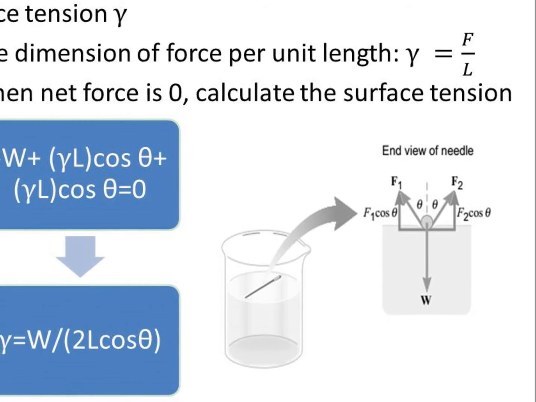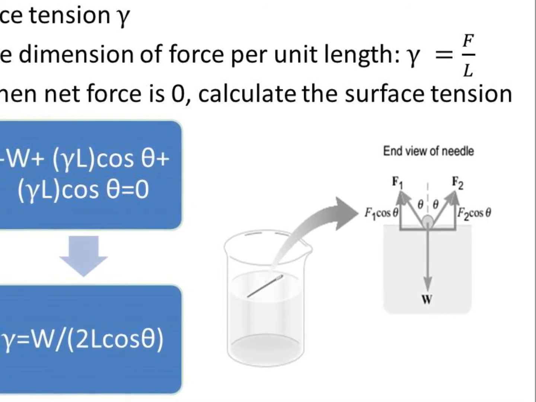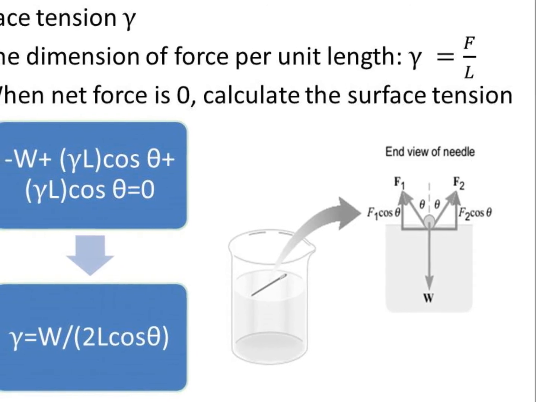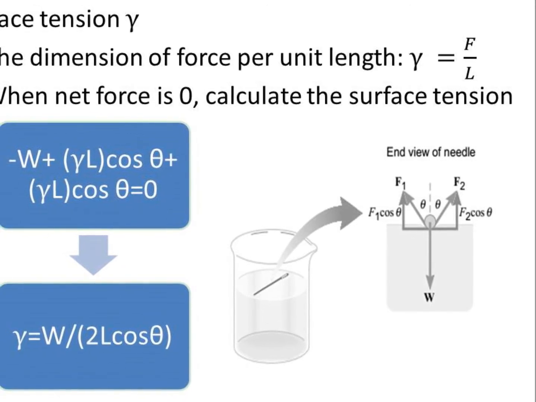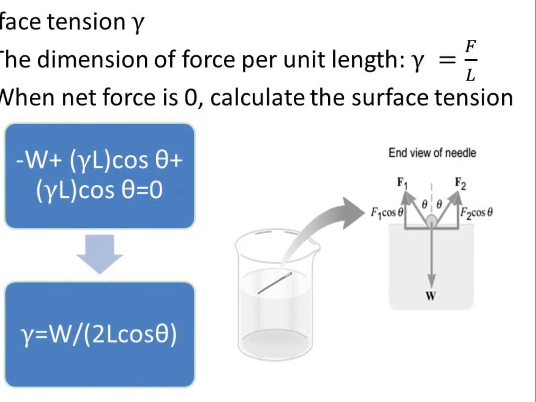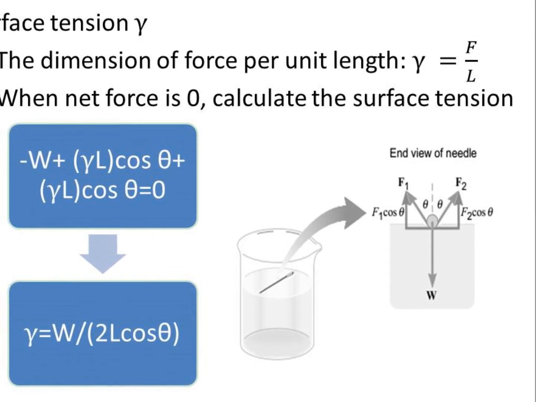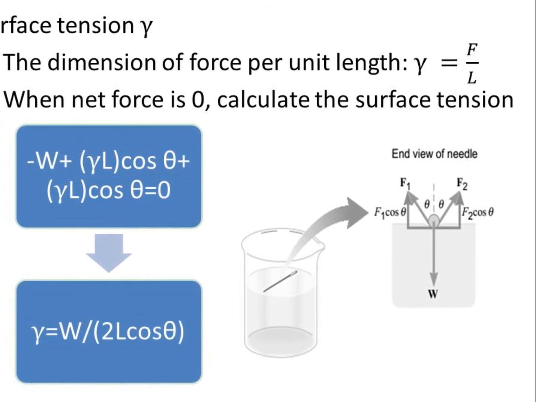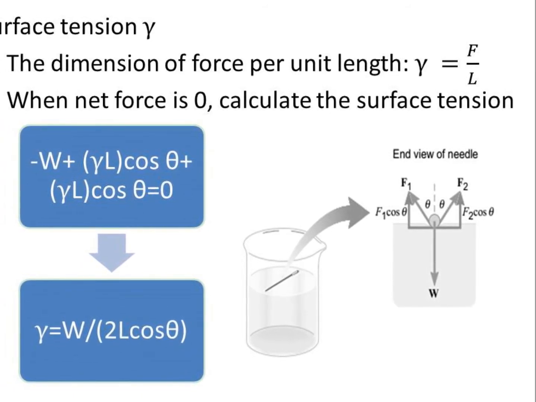As shown in this figure, the needle's weight W and the two forces F1 and F2 due to the surface tension of the liquid act on the needle, and the balance of these three forces makes the needle stay on the surface of the liquid solution. The sum of the vertical components of F1 and F2 balances the weight of the needle, and the net force on the needle is zero.